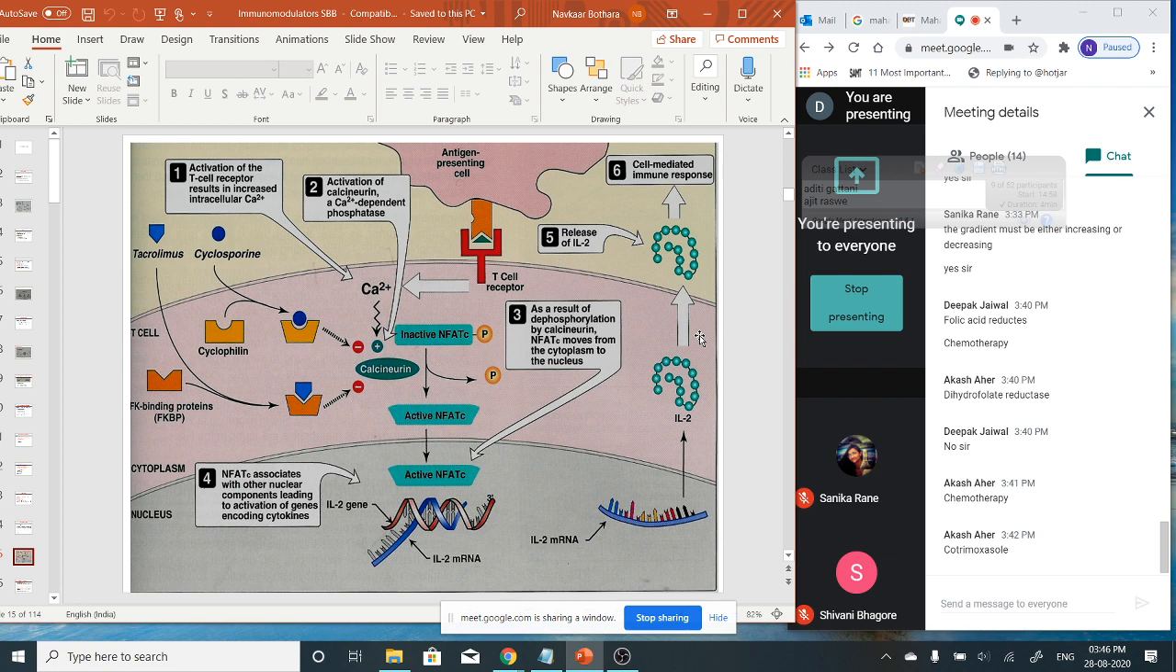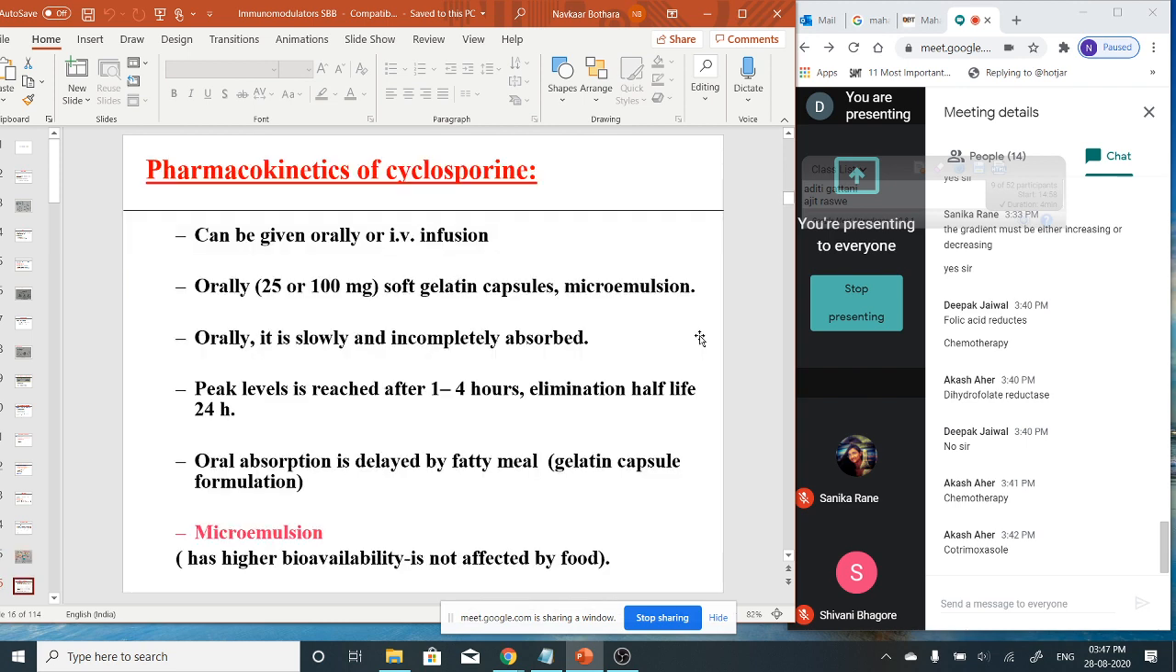So this is what the mechanism is. If it is blocked, then the next sequence will be blocked, and therefore interleukin will not be produced. And if interleukin 2 is not there, then it will cause a reduction in the cells, or they will not participate in cell mediated immunity. So it can be given orally or by IV.